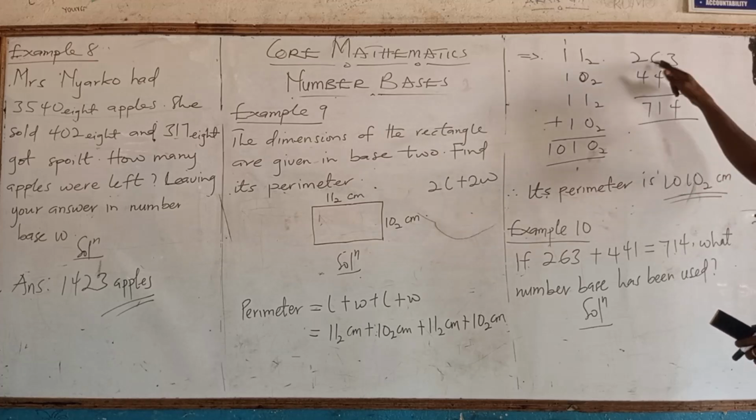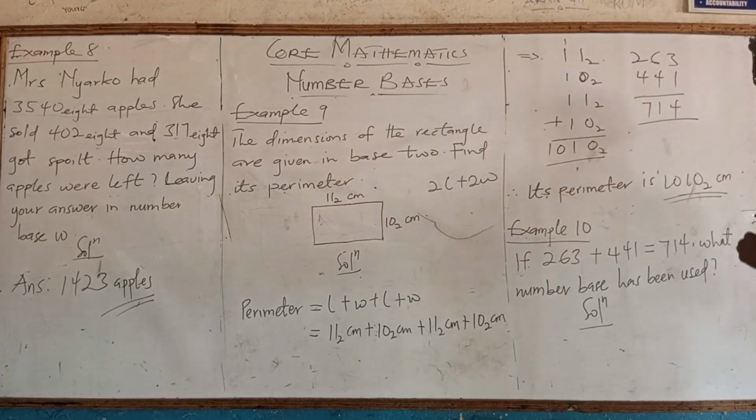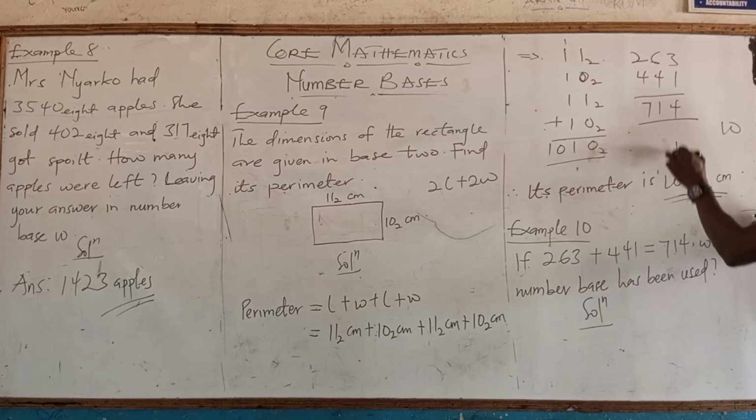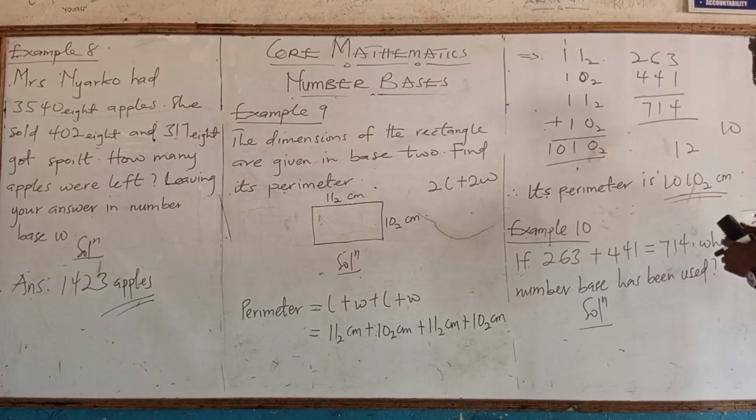Taking base 8, if I add this to this, getting 10 in base 8, I'll have one group of 8, then remainder 2. So here would have been 2. So base 8 is out.